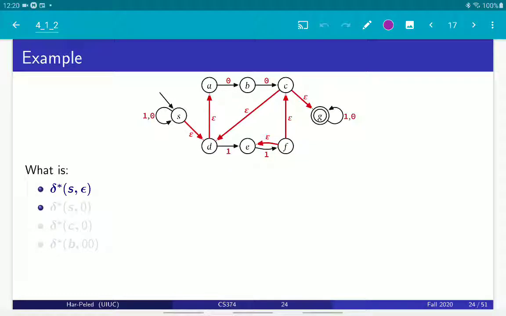Okay, so let's do some examples of this transition function. So here, for example, from S on epsilon, this is just going to be the epsilon reach of S. We already computed it. This was S, D, and A, right?